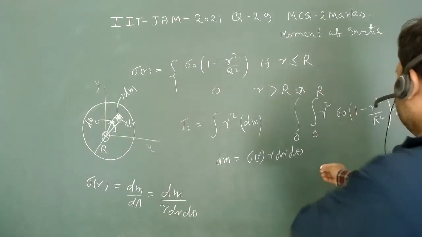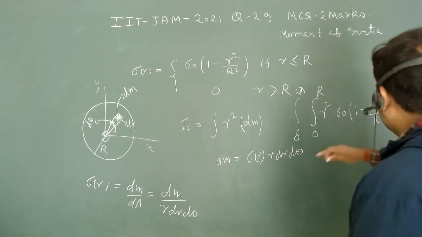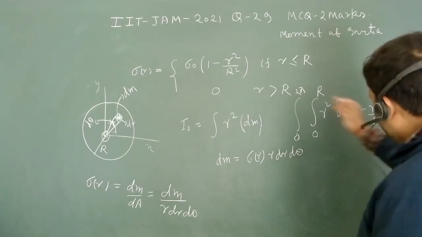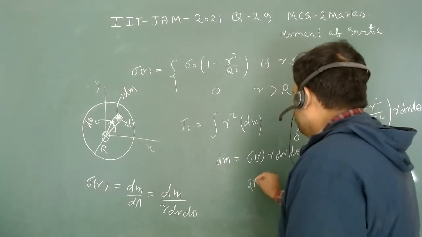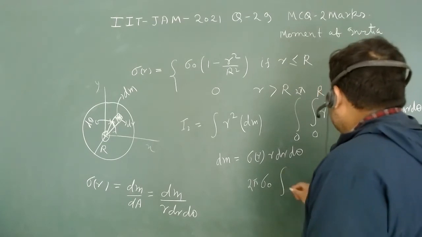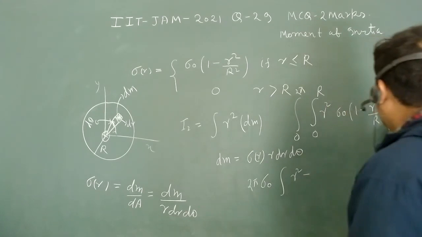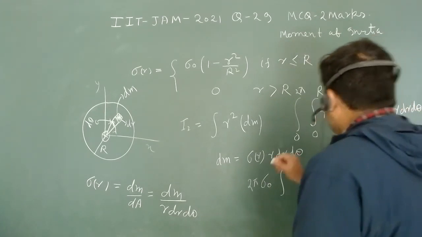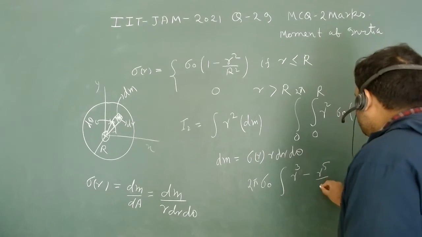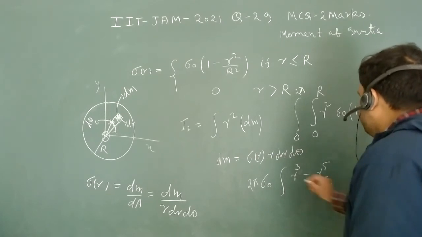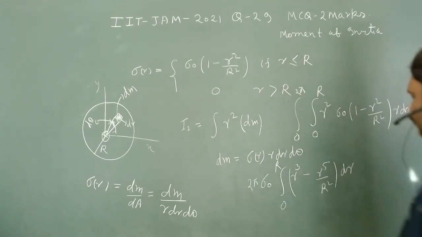And when we are going to integrate it, this is a very simple integration. The d theta goes from 0 to 2 pi, so I can take 2 pi outside, and sigma naught will also be outside. So I am just going to integrate it. So 2 pi sigma naught is there, and only one integration is there. We have r square times r, so this will actually be r cube, minus r to the power 5 upon R square, and we have to go for dr from 0 to capital R.